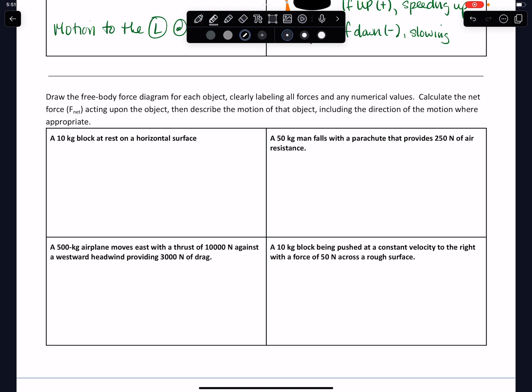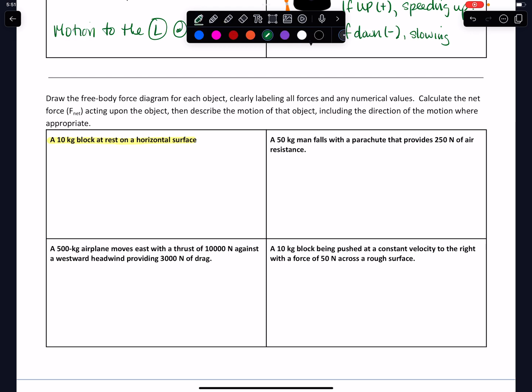So let's start with our first one, a 10-kilogram block at rest on a horizontal surface. So we're at rest. That first of all tells me that there's no motion. And if there's no motion, then F net has to be equal to 0. So we're going to have balanced values here.